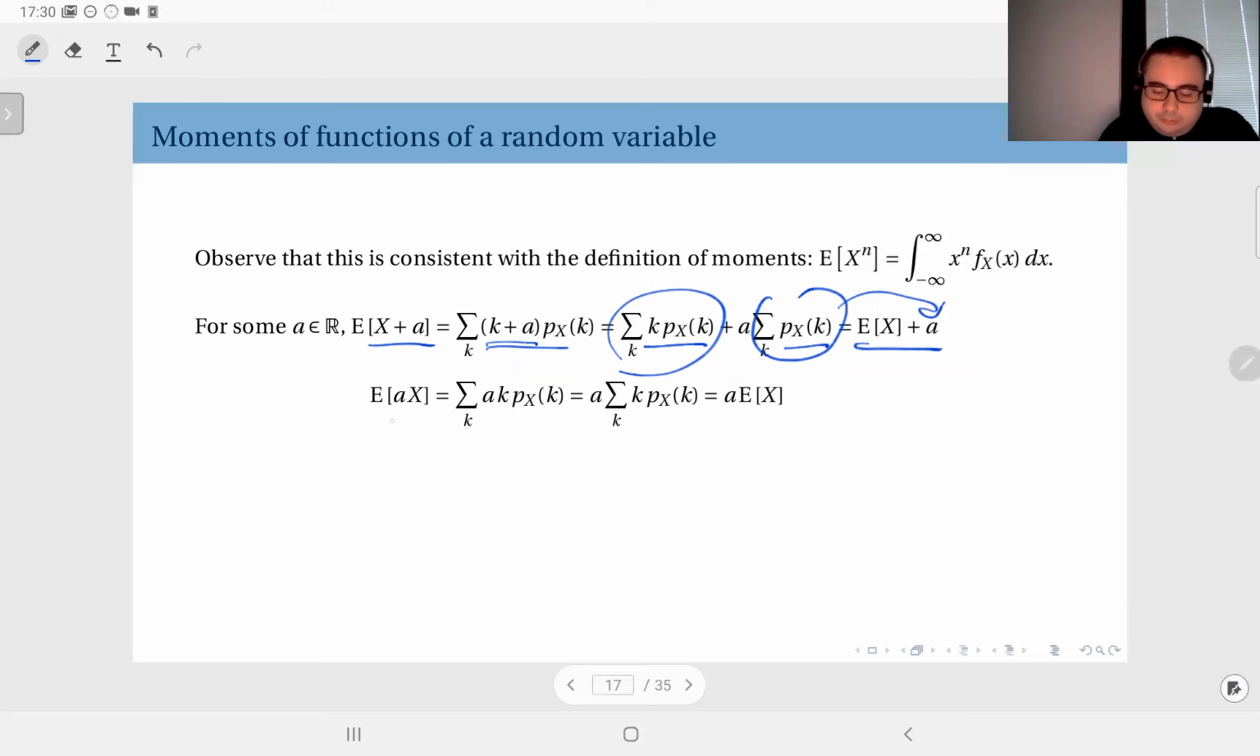Or if you scale the random variable X by a multiplier a, to compute that, instead of k times the PMF, you get a times k times the PMF. And as a is constant, I can pull it out of the summation. And what remains here is the expectation. So this is equal to a times the expected value of X.